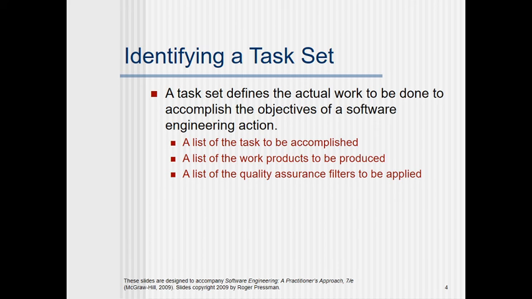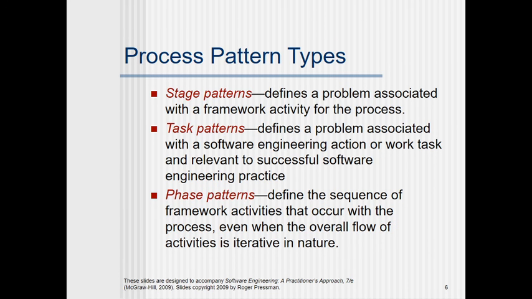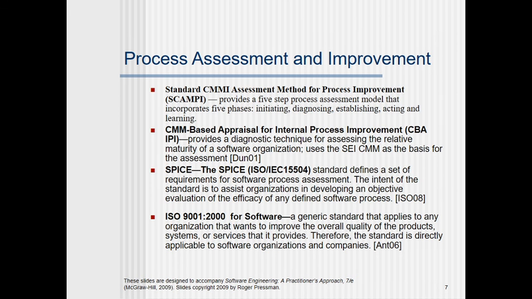Now we discuss process patterns. A process pattern describes a process-related problem that is encountered during software engineering work, identifies the environment in which the problem has been encountered, and suggests one or more proven solutions to the problem. So these are process patterns: stage pattern, task pattern, and phase pattern. And this is the important process assessment.